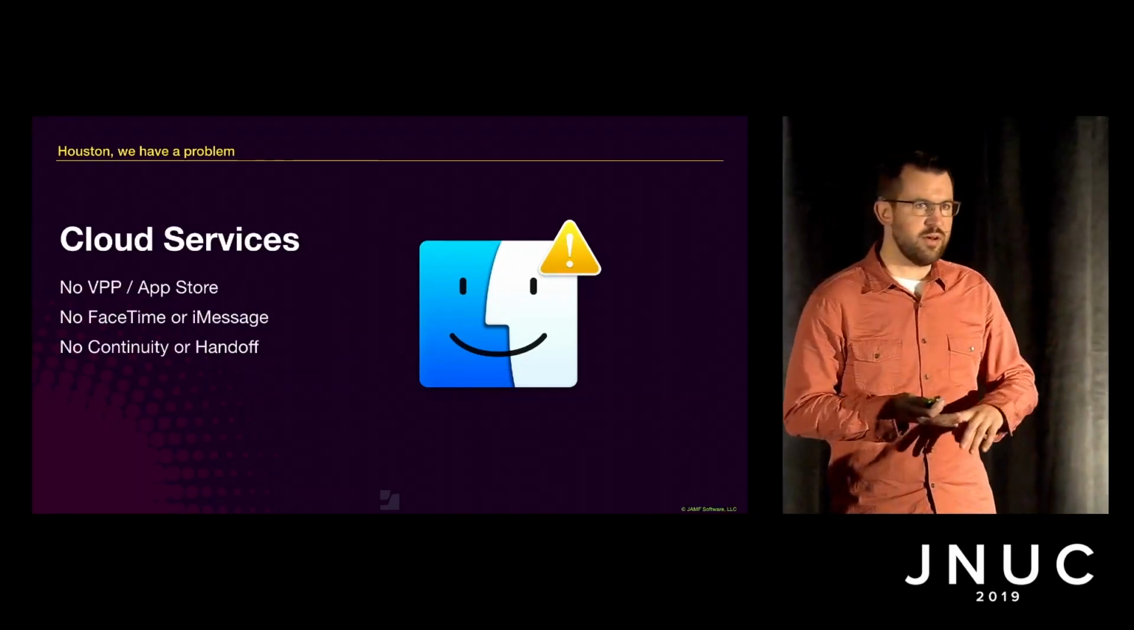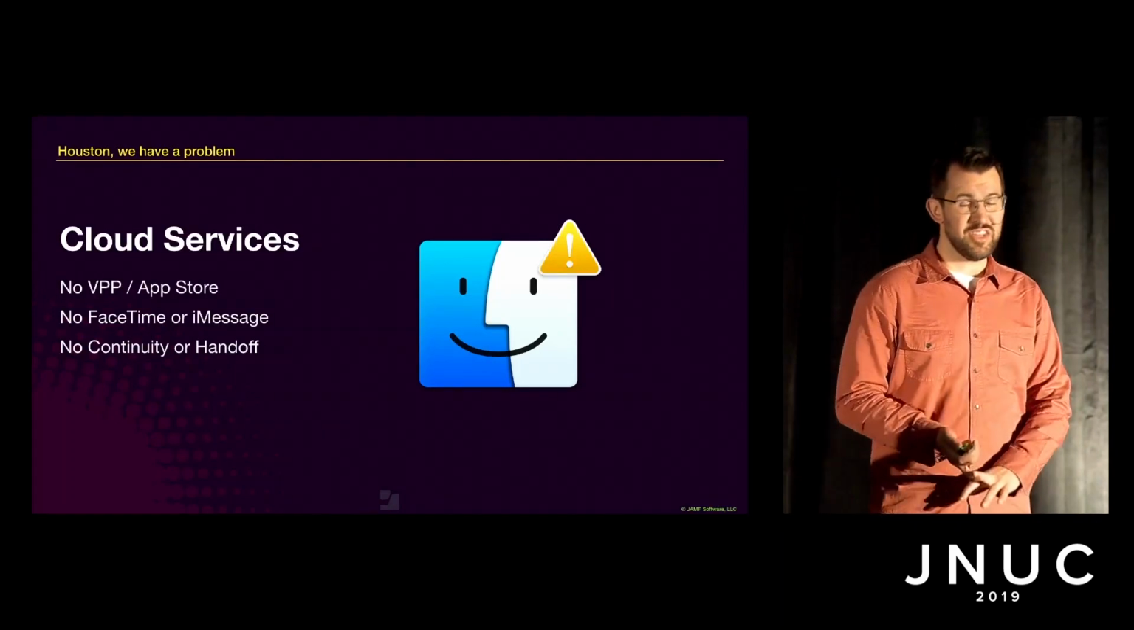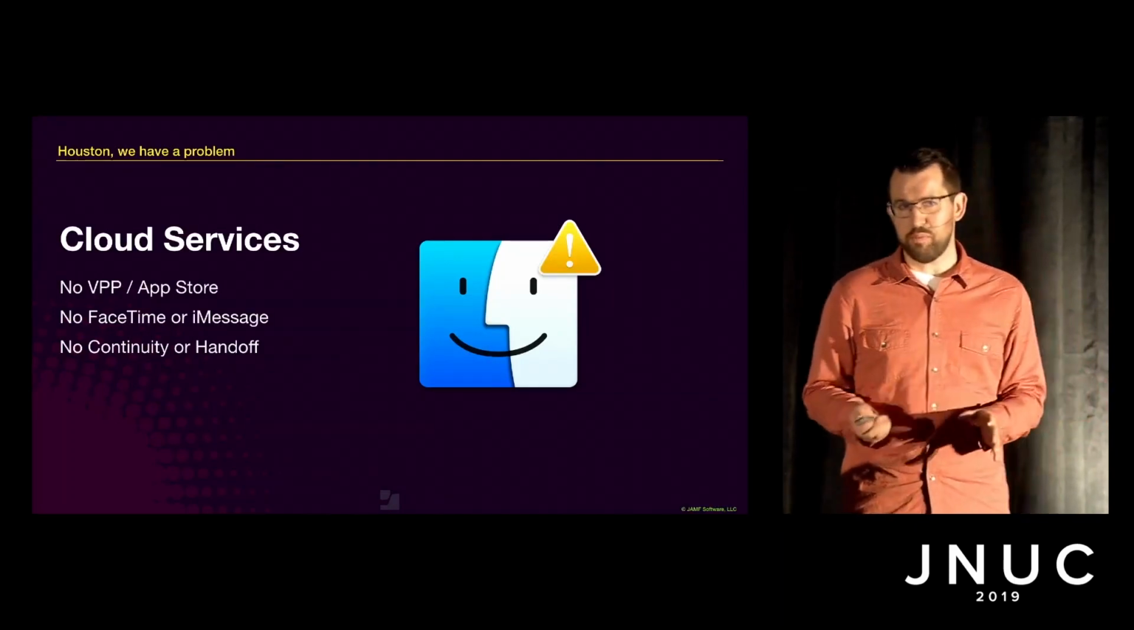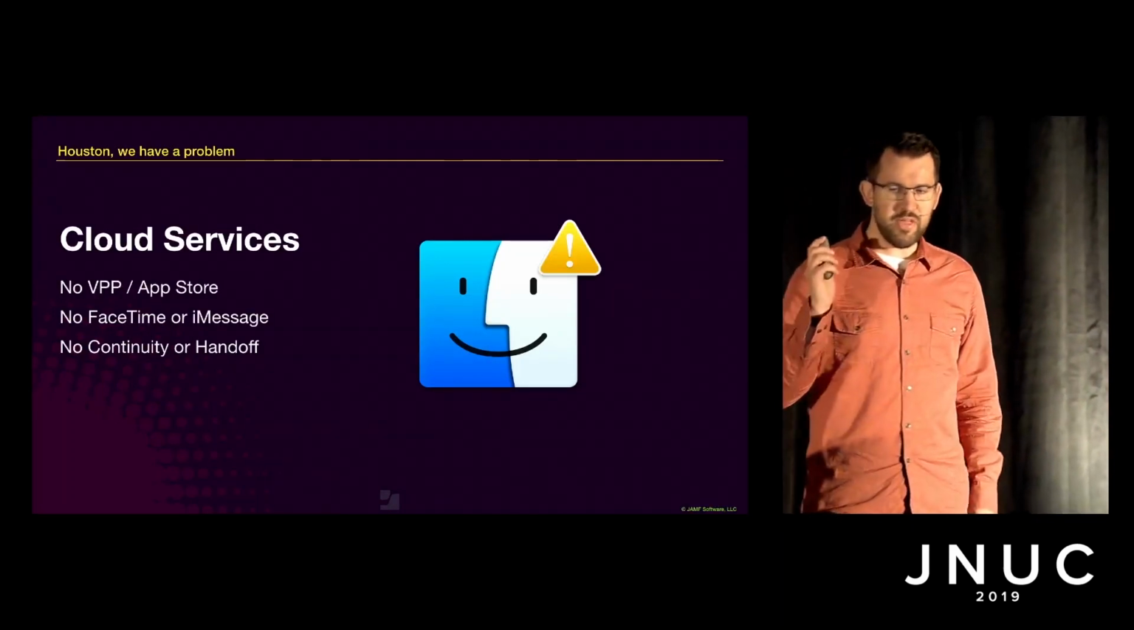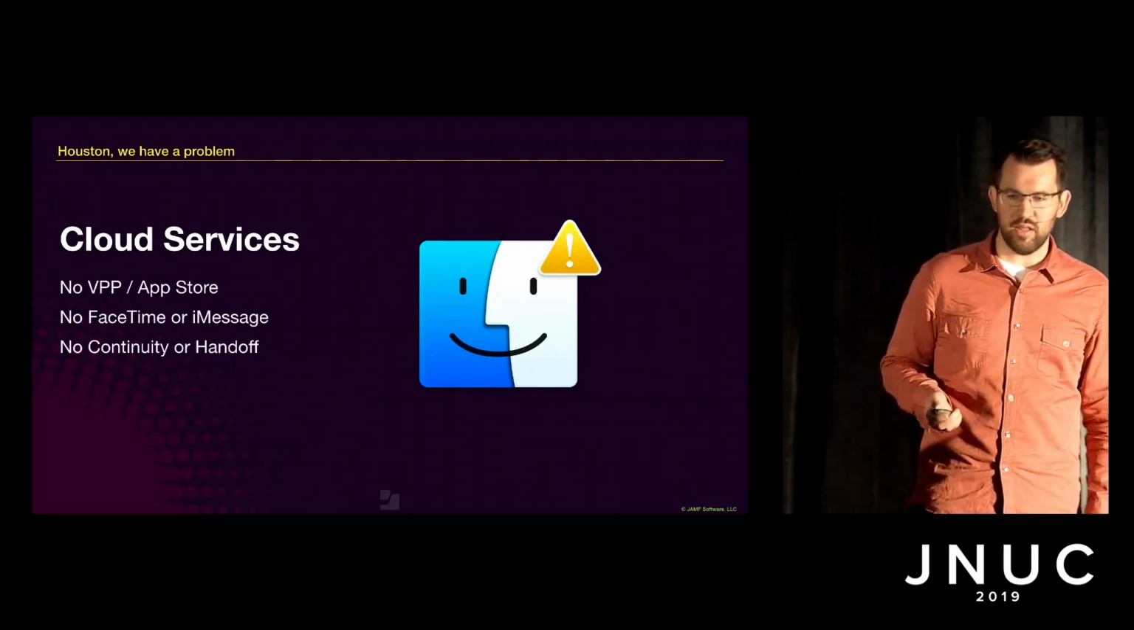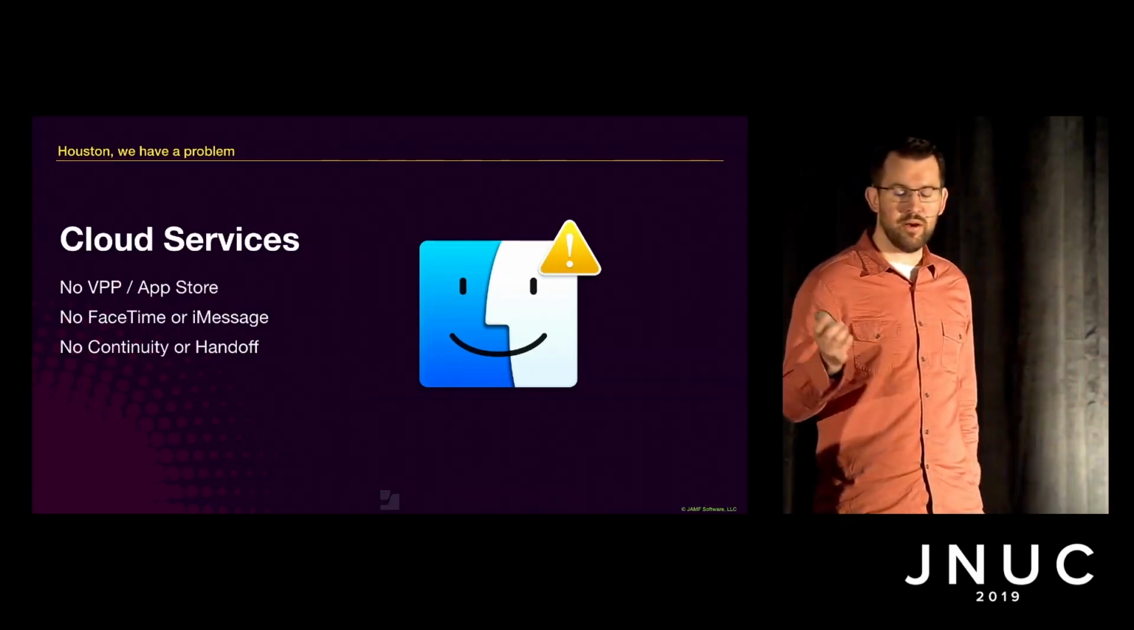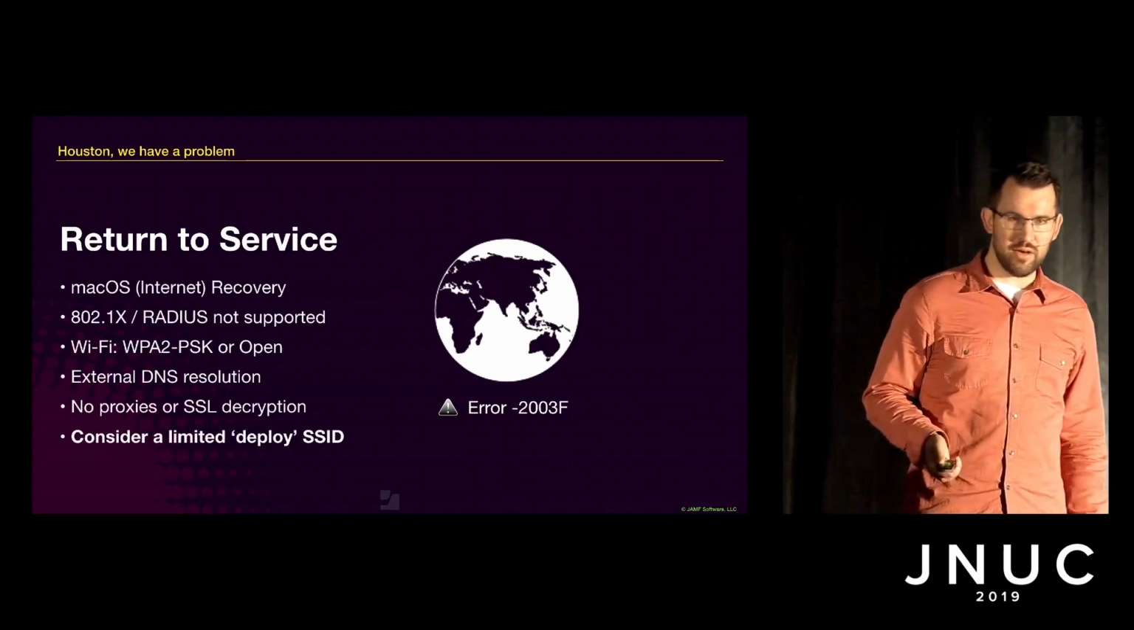Then you have things like VPP in the App Store. In highly secure environments, this may not work. It should be proxyable in theory. But then they're not going to have FaceTime or iMessage working in their environment. We're actually having that problem right now. And then no Continuity or Handoff.